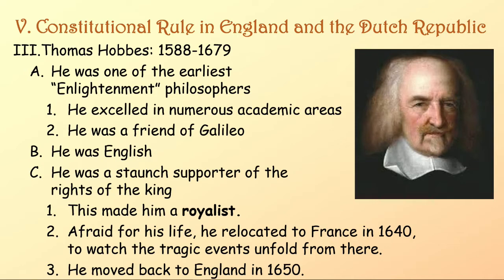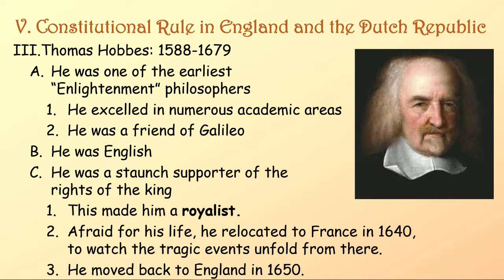Thomas Hobbes, 1588 to 1679. Thomas Hobbes was one of the earliest Enlightenment philosophers, and we're going to get to the Enlightenment soon. He was almost a pre-Enlightenment guy. He straddled the fence between your Enlightenment era and your constitutionalism era. He excelled in numerous academic areas. He was a friend of Galileo.